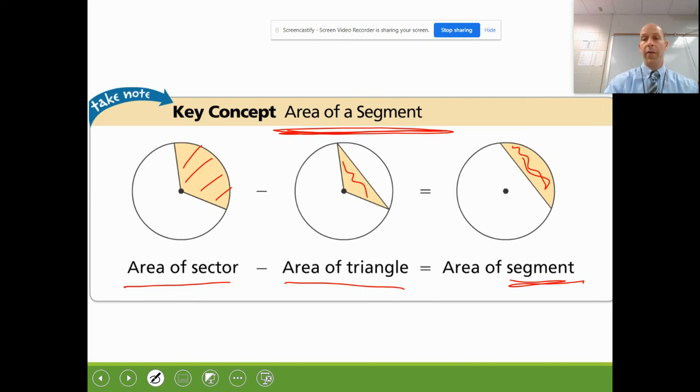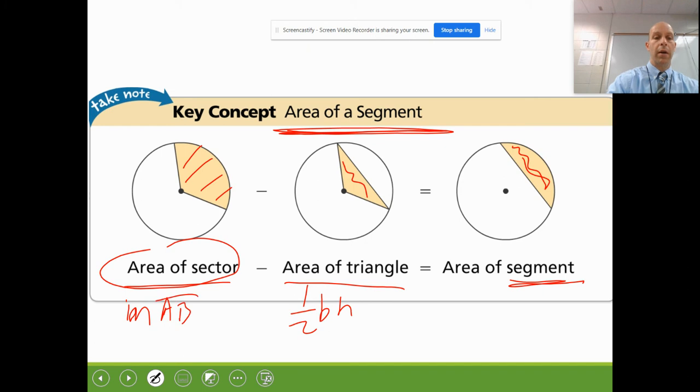This triangle right here, the formula for the area of a triangle is 1/2 base times height. So you might need to know that when it comes to the area of the triangle. We already did the area of a sector. Remember, that is the measure of the arc, I'll call it AB, over 360 times pi r squared. Minus that will give us the area of the segment.